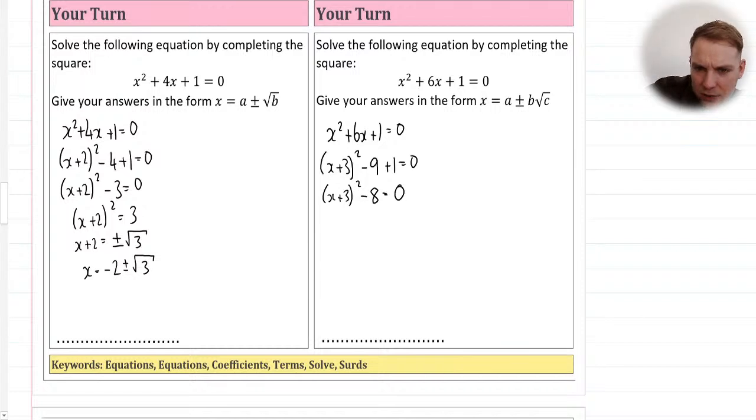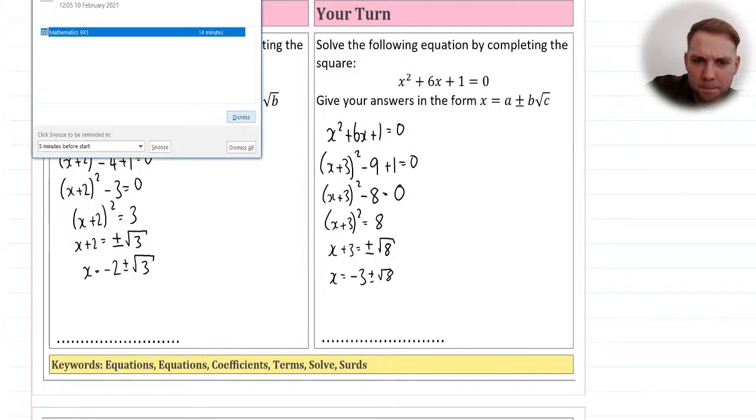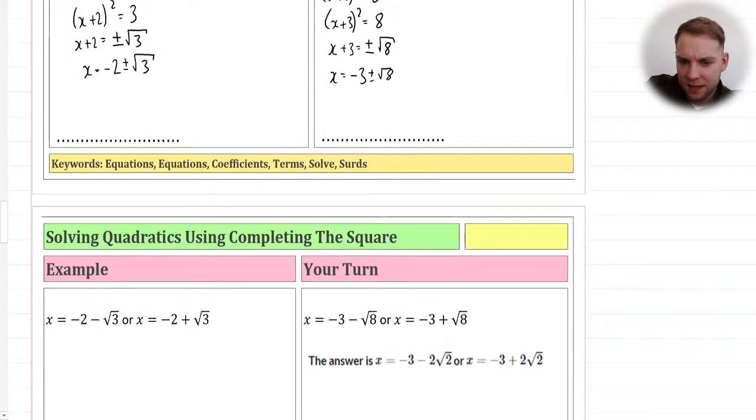Take the 8 over to the other side. So x plus 3 all squared is equal to 8. Square root it. X plus 3 is equal to plus or minus the square root of 8. So then take the 3 over, so x is equal to minus 3 plus or minus root 8, there, like so. Brilliant. Just check that. Yeah, there we go.